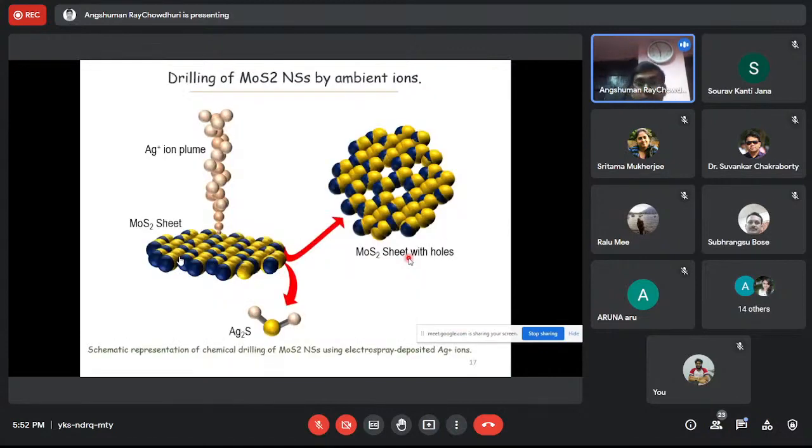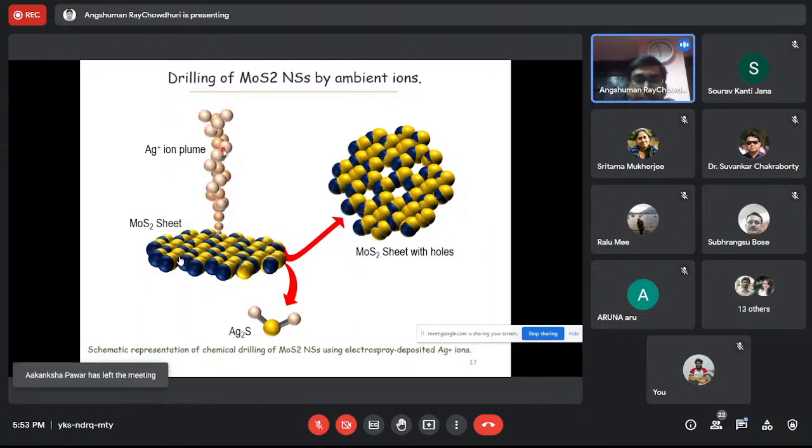So again, we are coming to another paper where Vishwajit Mondal is the first author, who is also hearing today's lecture. What is done here, you can see, is the drilling of MoS2 nanosheets by ambient ions. That means the drilling of the MoS2 sheet is indeed possible by these ambient ions. They have taken MoS2 sheets in water in a beaker, and they have started spraying Ag ions, suppose silver nitrate or silver acetate.